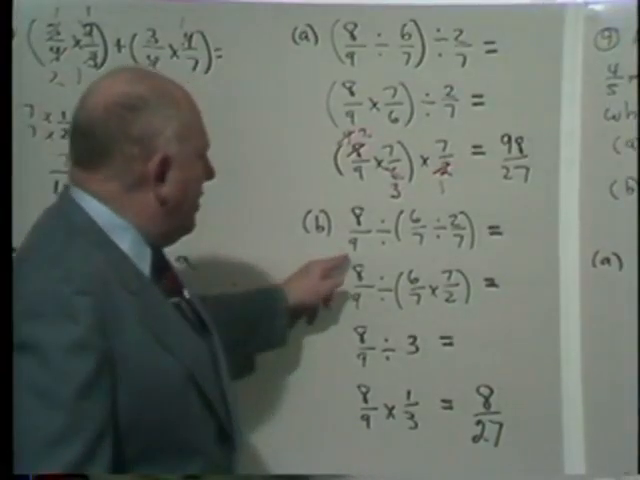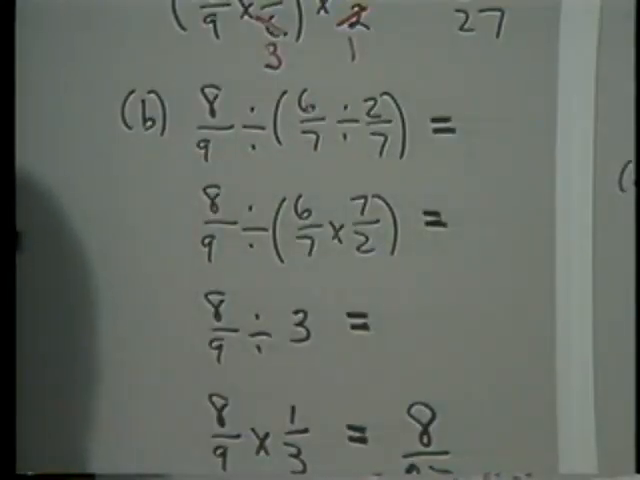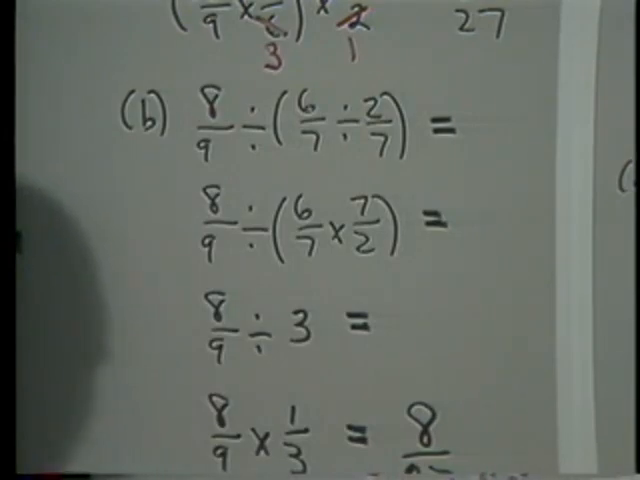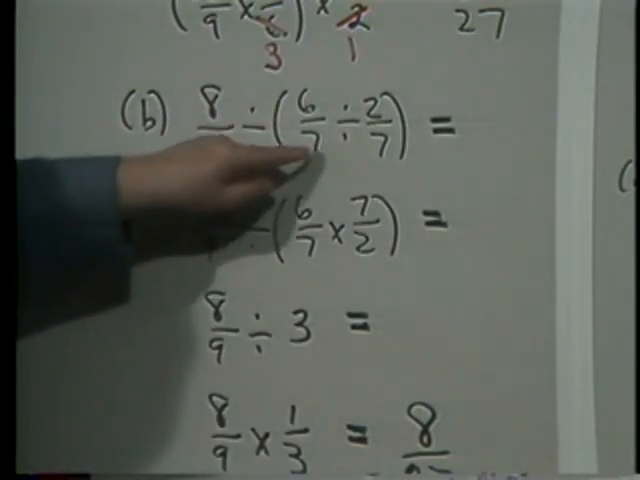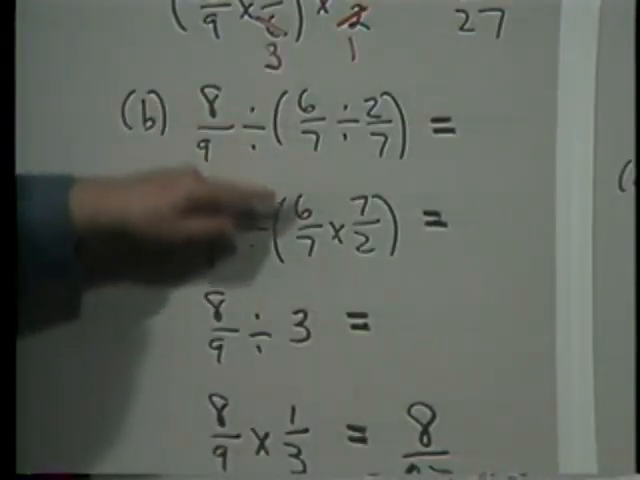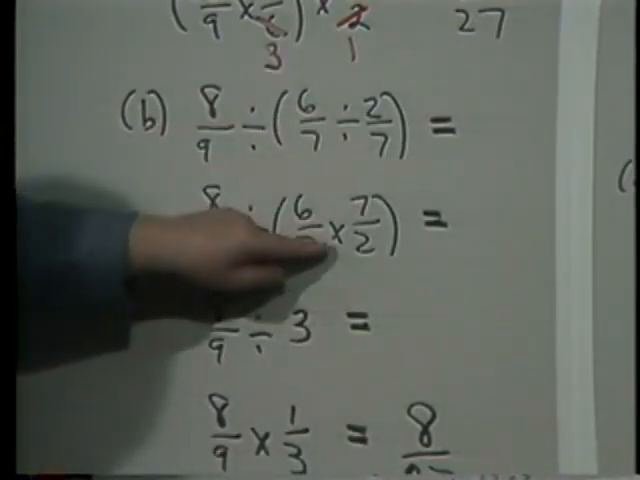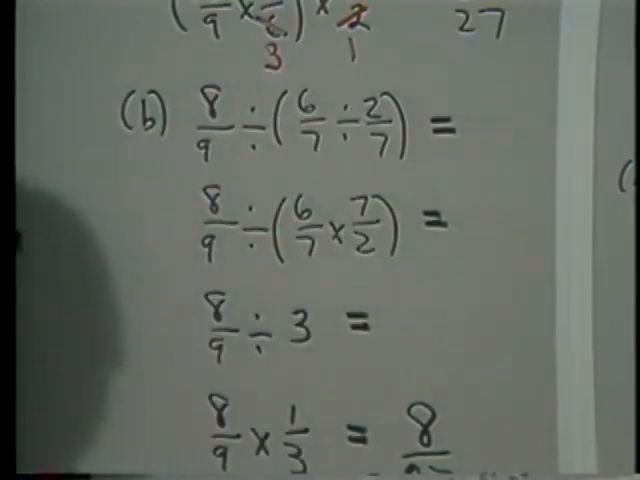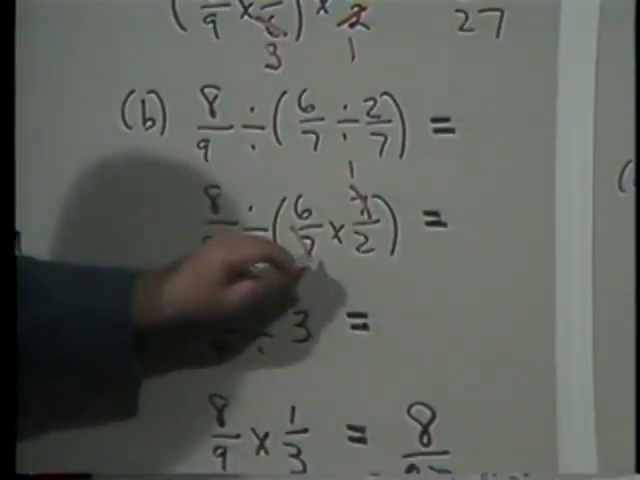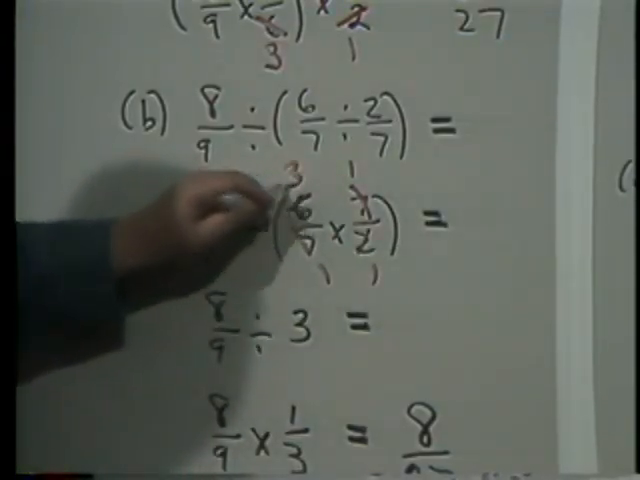Part B says what? Same problem, only now you're going to work with 6/7 divided by 2/7 first. Well, see, how do you divide 6/7 by 2/7? You leave the 6/7 alone, change the division to a times, and invert the 2/7. So it becomes 6/7 times 7/2. The 7's cancel. 2 goes into 6 3 times.